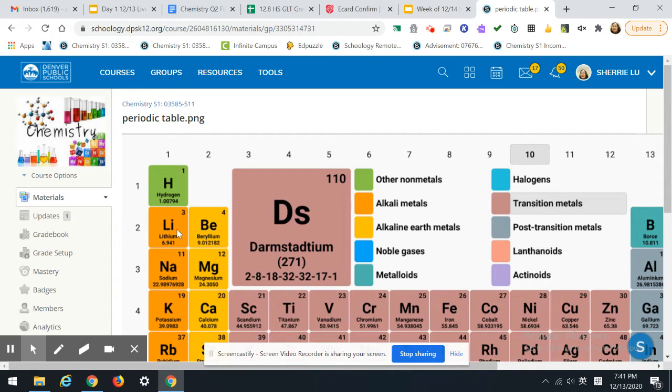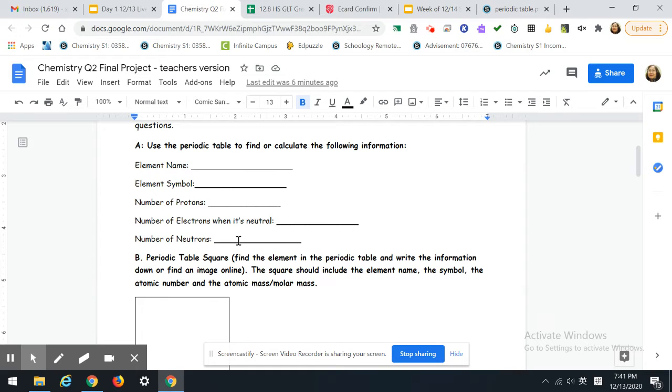So for lithium, normally lithium has 4 neutrons. Sorry, for beryllium, you can just round it down because it's 9.01, so it's 9. The mass number is 9, the number of protons is 4, so 9 subtract 4 gives you 5. That's how you know the number of neutrons.